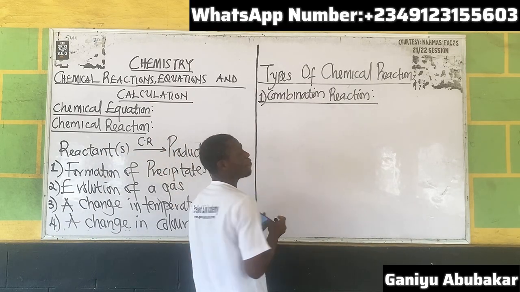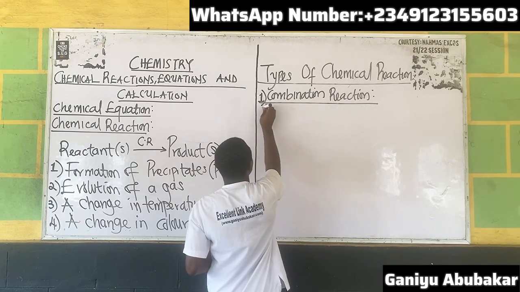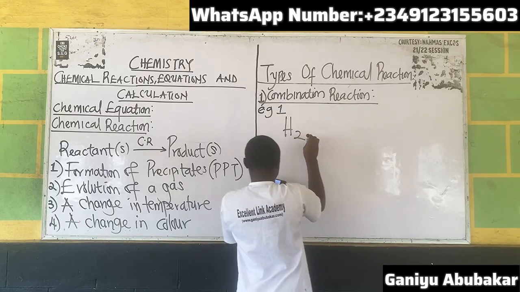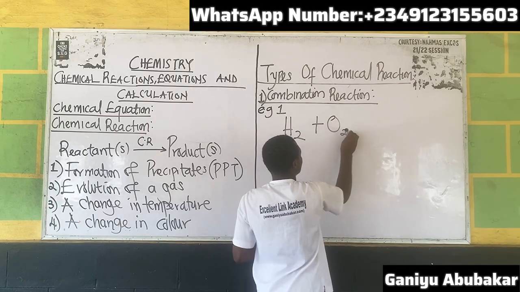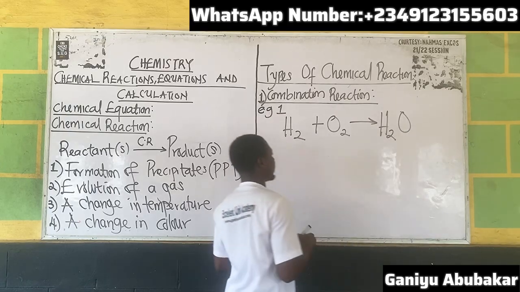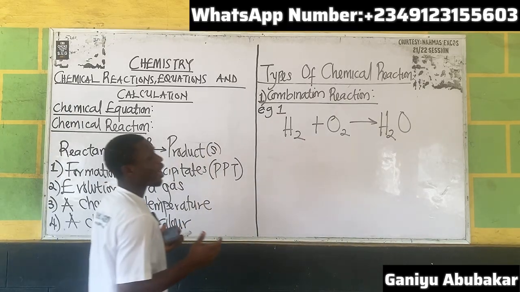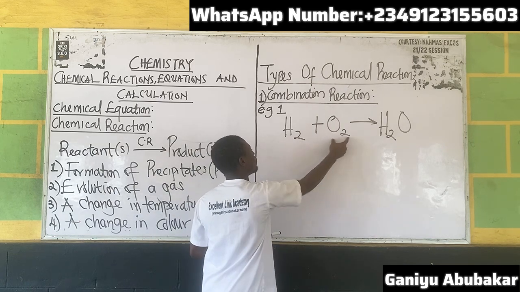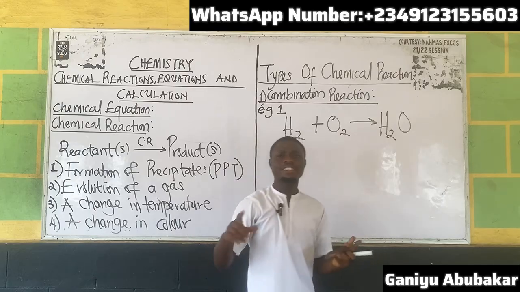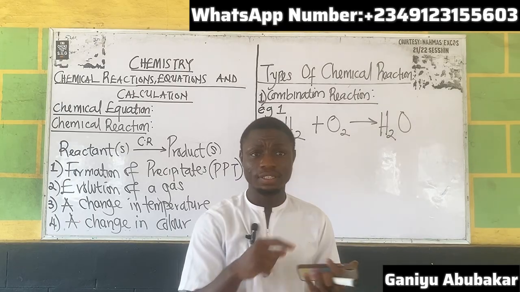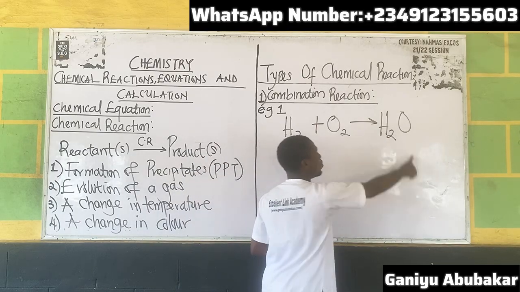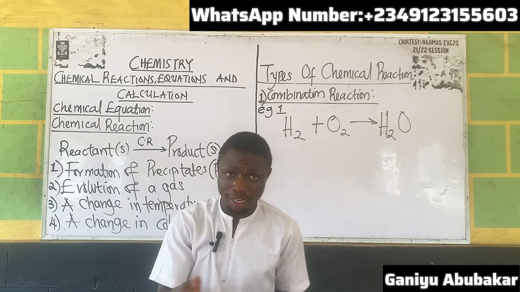Example, in the formation of water, if I have H2 combining with O2 to give you H2O. This is an example of a combination reaction. Why? I have smaller ones. Observe, smaller ones combined to give you a bigger one there. Now, your first task is just to say, is this equation balanced? Check. I'm having H2, O2, H2O. This is the formation of water, no problem.